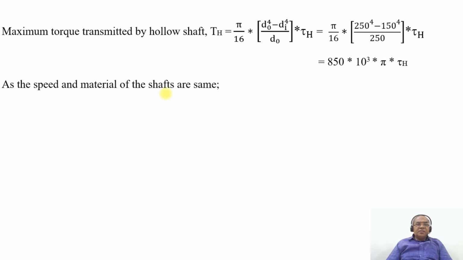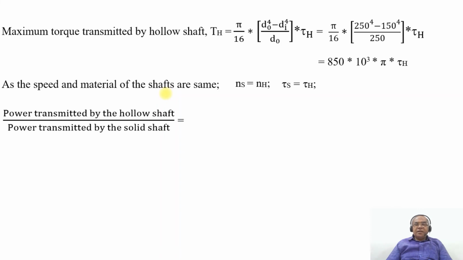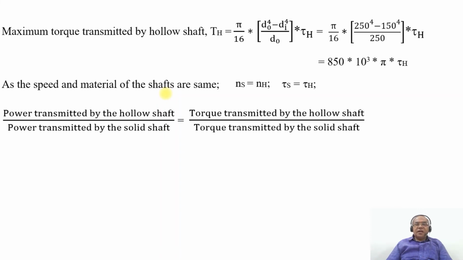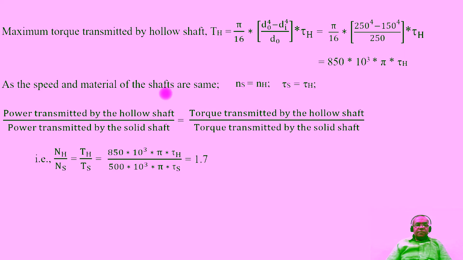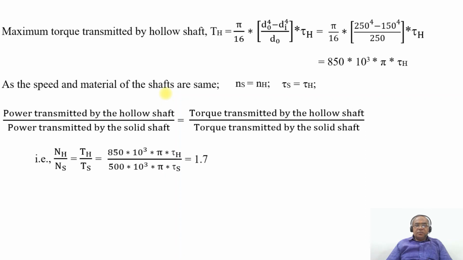As the speeds and the material of the shafts are the same, therefore Ns will be equal to Nh and tau s is equal to tau h. Therefore, the power transmitted by the hollow shaft divided by the power transmitted by the solid shaft will be equal to the torque transmitted by the hollow shaft divided by the torque transmitted by the solid shaft, that is, Nh by Ns will be equal to Th by Ts. So we take 850 into 10 to the power of 3 into pi into tau h divided by 500 into 10 to the power of 3 into pi into tau s. The 10 to the power of 3 pi and tau h, tau s cancel, which will be equal to 1.7, as tau h is equal to tau s.